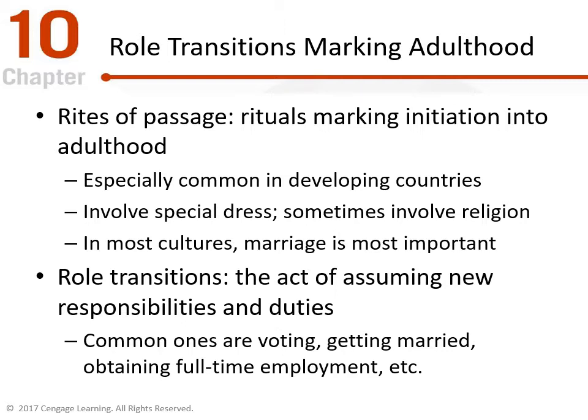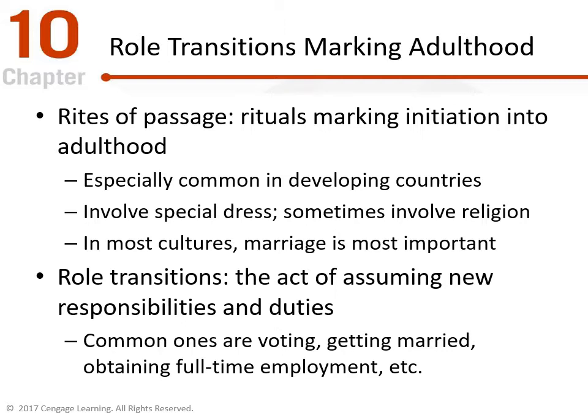One of the things I want you to remember is that Western cultures use this idea of role transitions. It's a criteria where you decide when you reach adulthood. It's that act of assuming new responsibilities and duties. As you can see listed in the slide, common ones are voting, obtaining full employment. They talk about getting married. What can you think of some other ones? There's talk right now of changing the voting age to 17. Do you think they're adult enough to vote? Lots of things to think about.